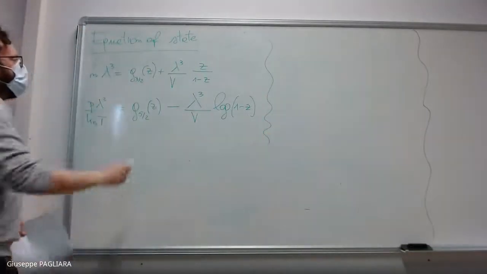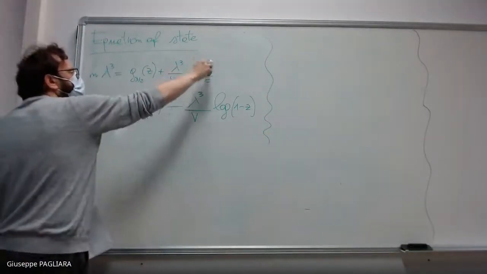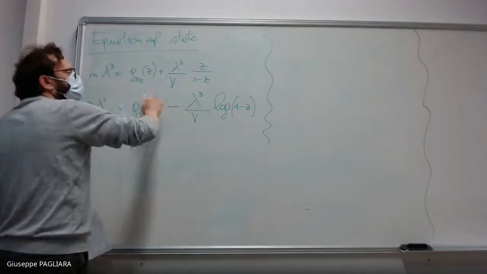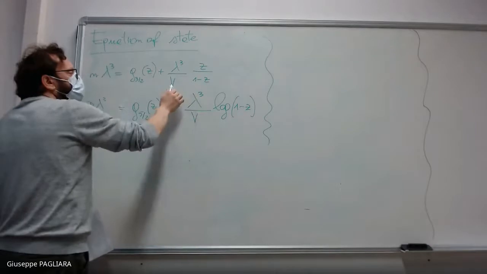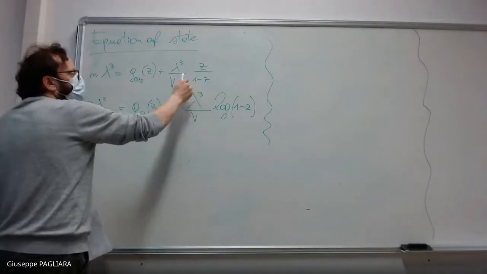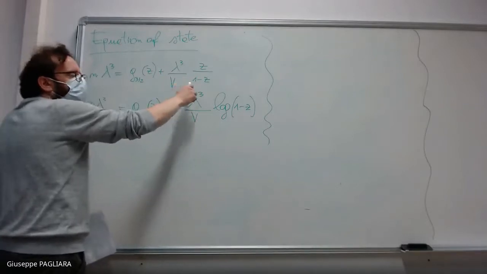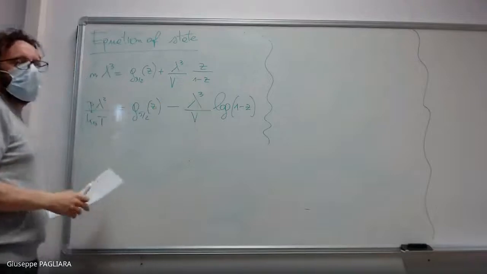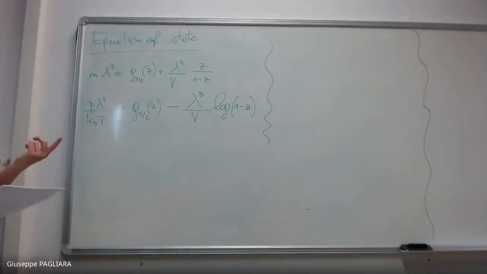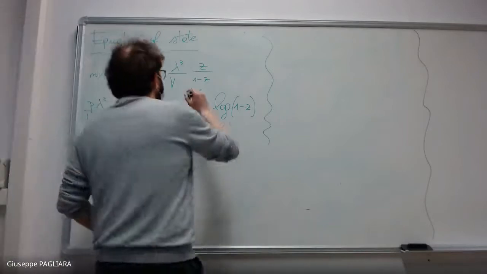I see from here, in order for this quantity to be finite when z approaches 1, so this is a volume, and the volume usually is sent to the thermodynamical limit, to infinity. Therefore, if I want this quantity to be finite, I have that 1 minus z must go to 0 as 1 over the volume. Okay.